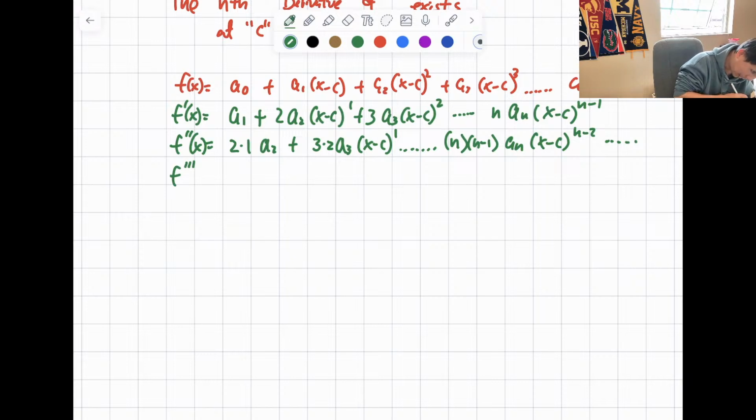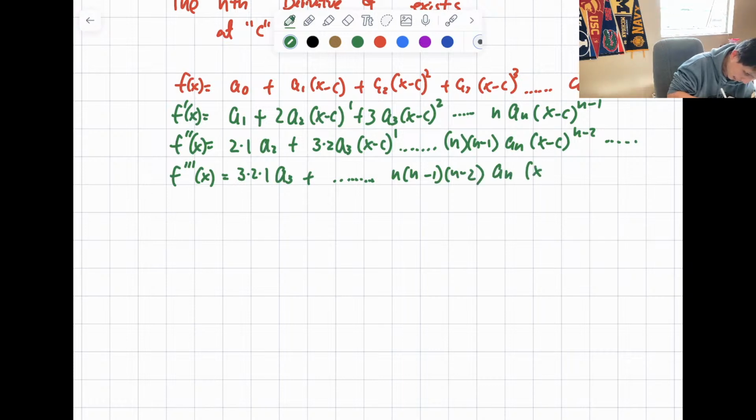So this is the third derivative. What happened to 2 times 1 times a2? That disappeared, right? So here it's going to be 3 times 2 times 1 times a3. Again, I write down 3 times 2 times 1. Plus, keep on going. It'll be n times (n minus 1) times (n minus 2) times a_n times (x minus c) to the n minus 3.